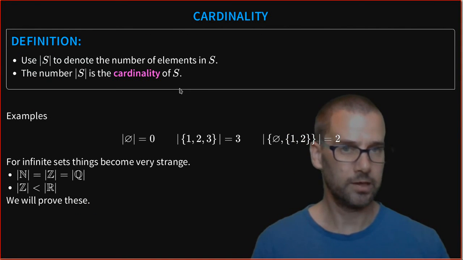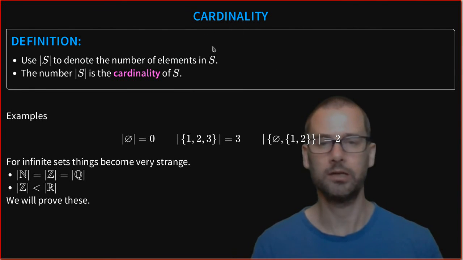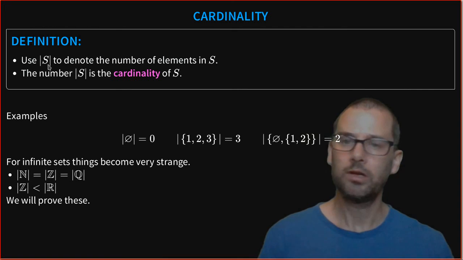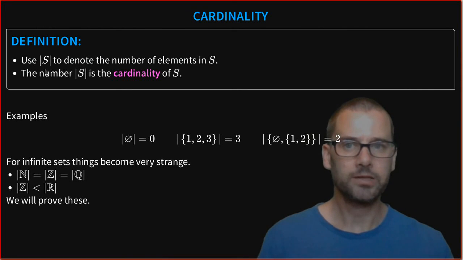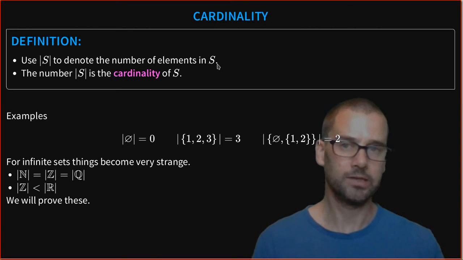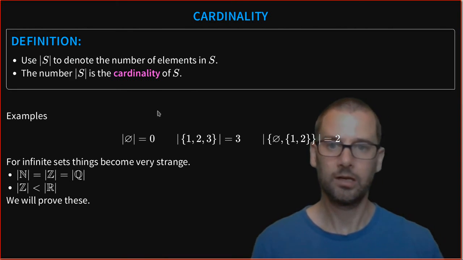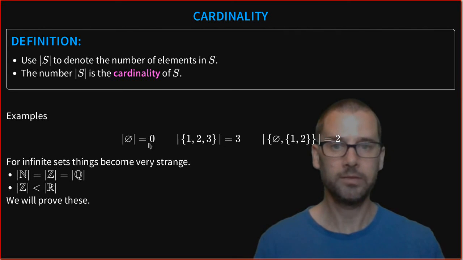One last thing before we get on with other topics. We talk about cardinality, which will be a major topic near the end of this course. We use these vertical bars on either side of a set S to denote the number of elements in S, and the number of elements is called the cardinality of the set. So for example, the cardinality of the empty set is 0. The cardinality of this set here is just 3.